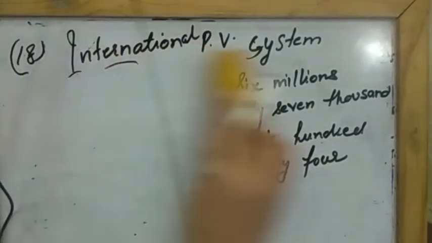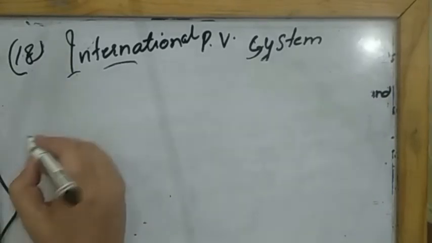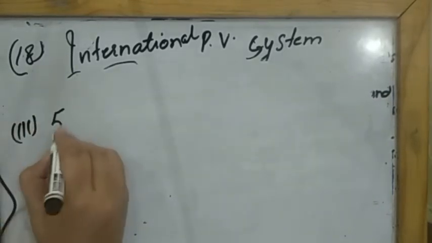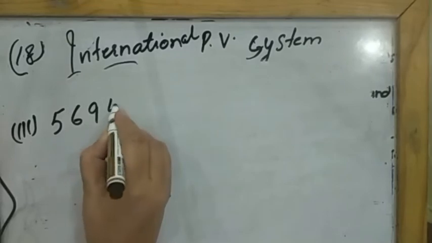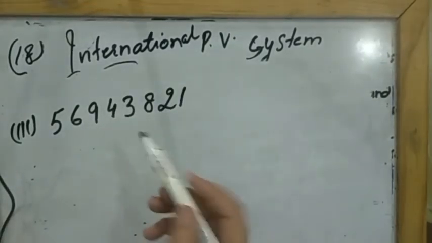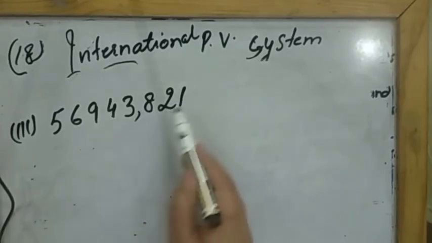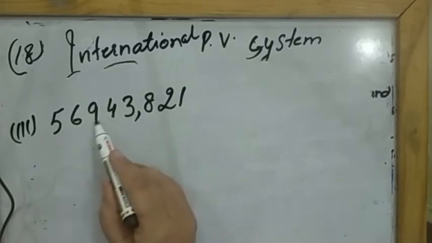Let me take one more example. I'll take the third part, which is 56943821. First of all, put the commas. So in the international system, what I do is I put the commas after every 3 digits. 3 digits, put a comma, 3 digits, put a comma.